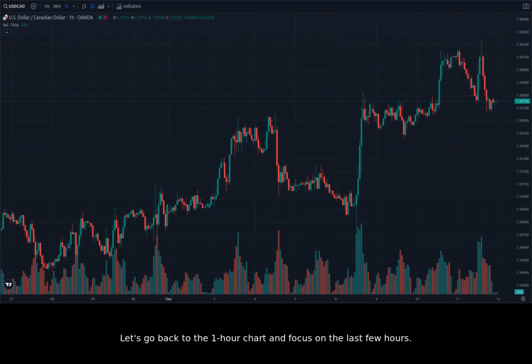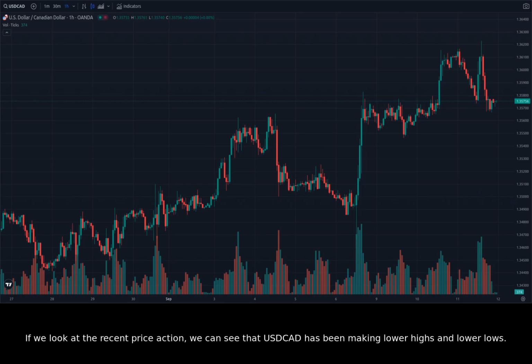Let's go back to the 1-hour chart and focus on the last few hours. If we look at the recent price action, we can see that USDCAD has been making lower highs and lower lows. This suggests that the upward trend is losing momentum. The price has also broken below the 200-hour moving average, which is a key technical indicator. This break below the moving average further reinforces the weakening of the upward trend. Traders will be watching closely to see if the price can regain momentum and move back above the moving average.